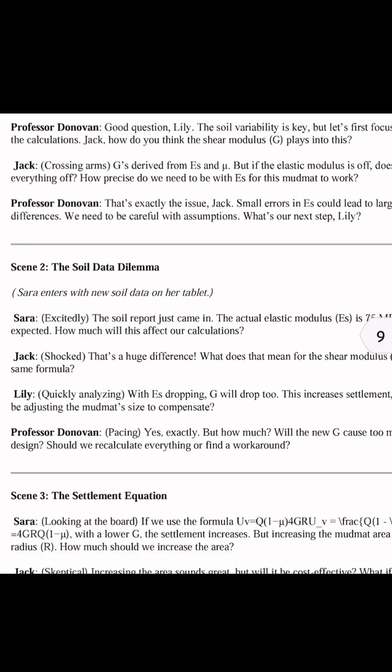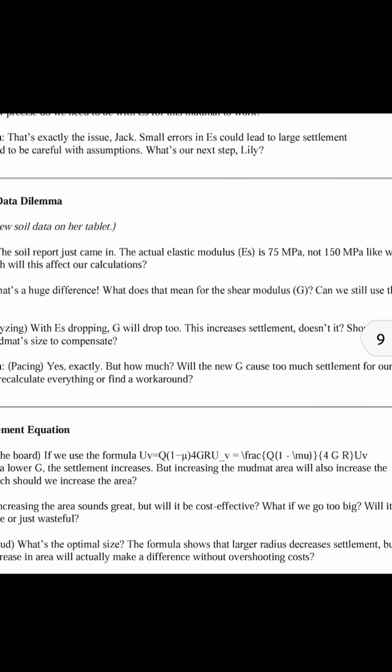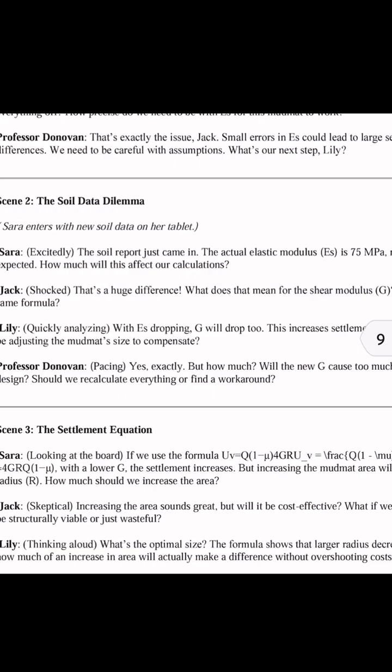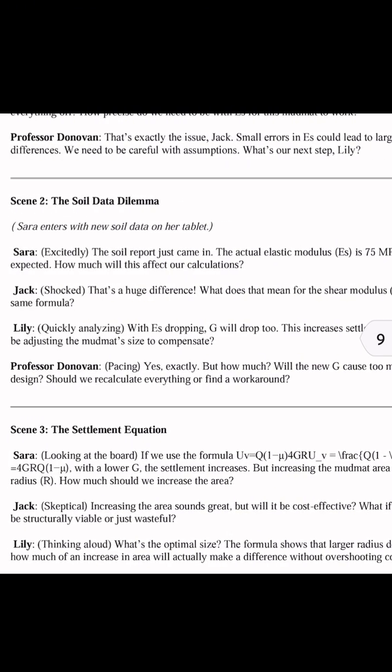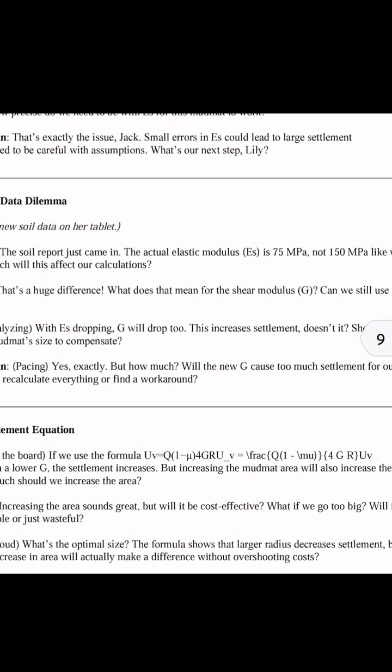What's our next step? The soil report just came in. Actual elastic modulus not 150 like we expected. How much will this affect our calculations? That's a huge difference. What does this mean for the shear modulus?